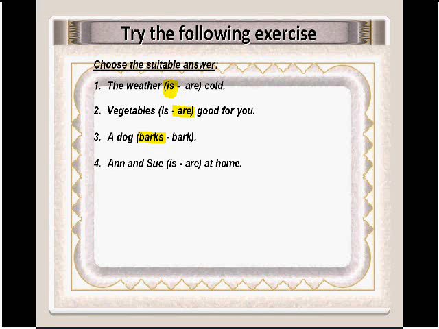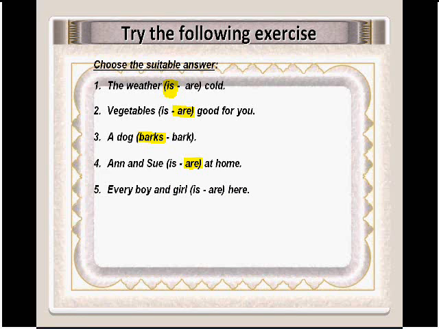Okay, number 4, Anne and Sue is or are at home. Be careful, you have Anne and Sue. So it's not Anne alone and it's not Sue alone. We have "and" here, okay? Very good. Are. Excellent.